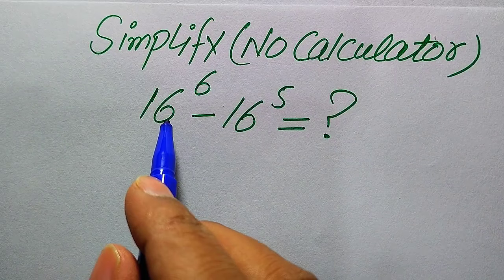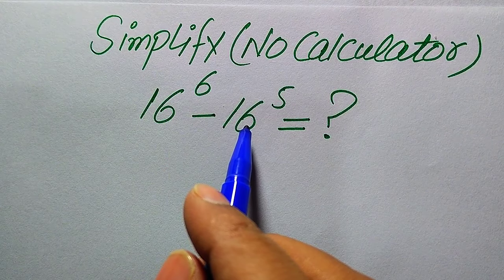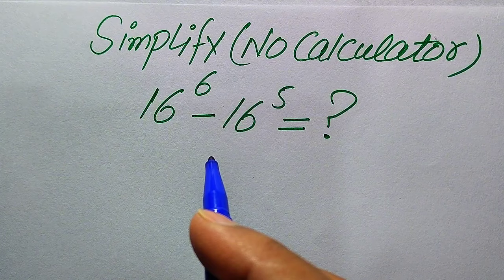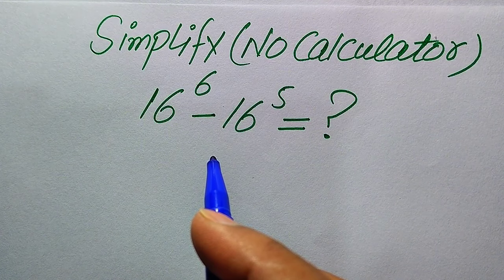If we have 16 to the power of 6 minus 16 to the power of 5, and we write this algebraic expression into the lowest form without using any calculator.